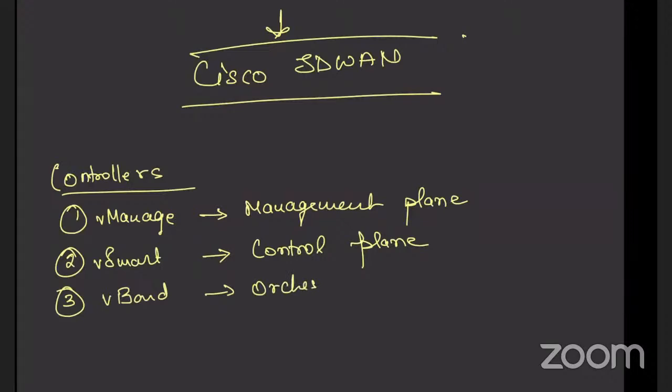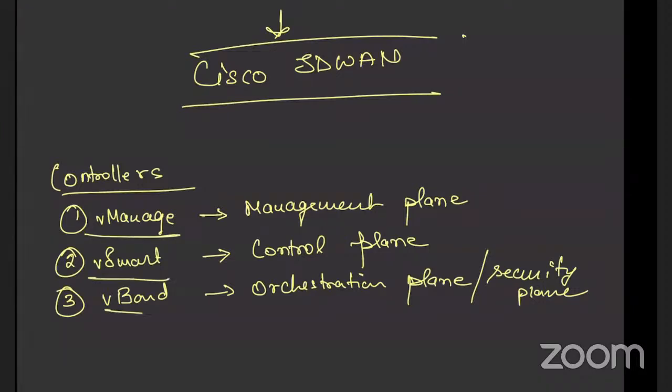What do you understand by orchestration plane? Can anyone tell me, guys? Responsible for connection, I'm not sure. The orchestration plane is also known as the security plane. It is responsible for all the connections, authenticating your devices using certificates and a whitelist model. So these are the three controllers you have.